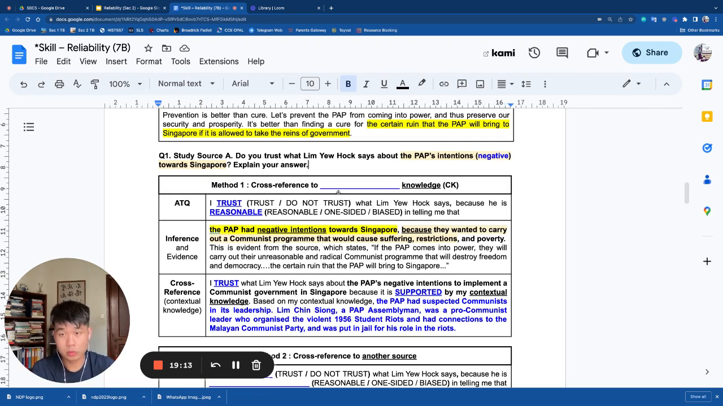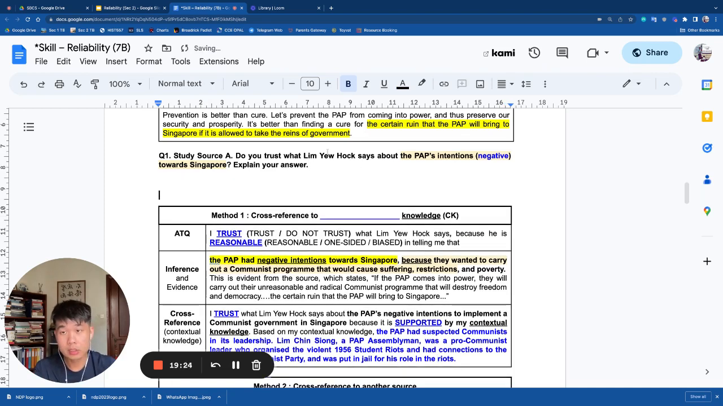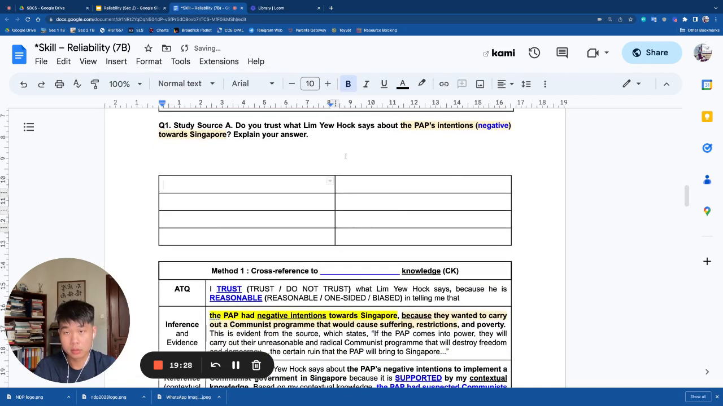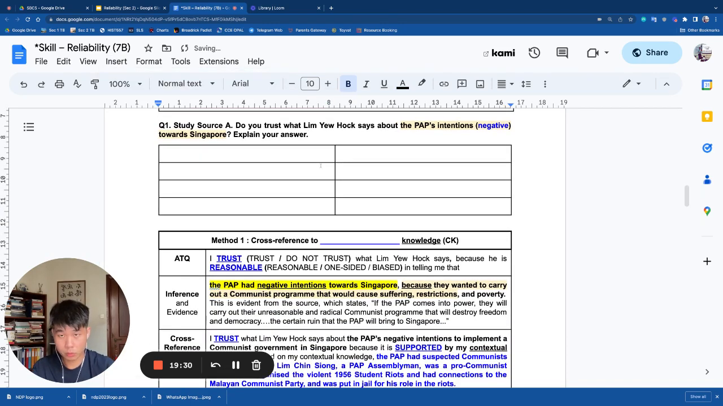I want you to notice that your knowledge will determine whether it supports or contradicts the inference. And from there, you decide whether you trust or do not trust. So the thinking and the writing process are different. I'm going to just put this out here for a moment. The writing process, right? First is ATQ, second is inference, and third is cross-reference.